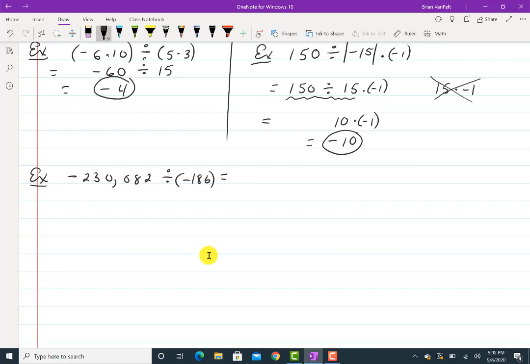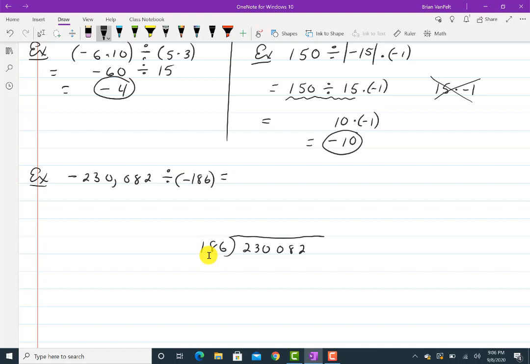For this one, negative divided by a negative I know is going to be positive. So in order to do this problem, I have to do this. And I've picked this to be a little more of a complicated problem than the rest of them. Let me show you something that I'm going to do.